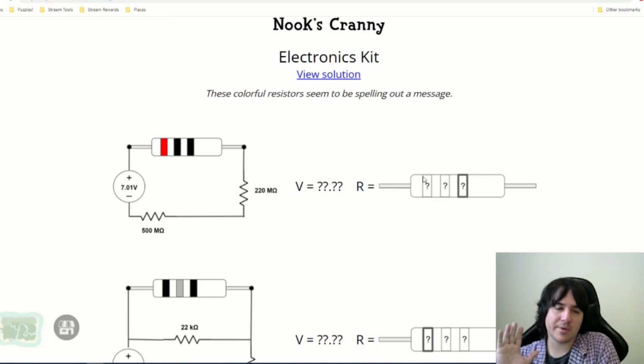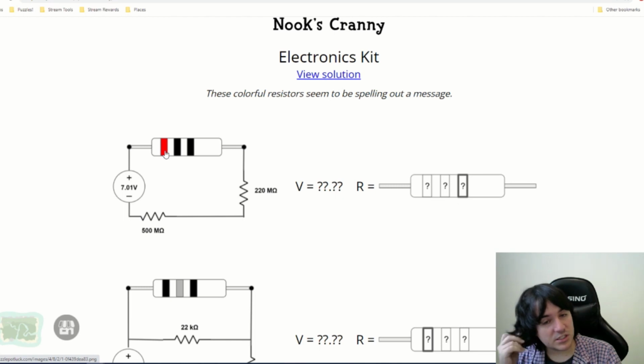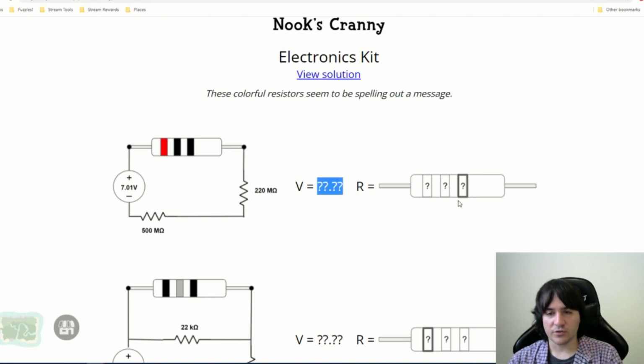So, okay, let me go back to my original guess. We can calculate the voltage drop across each item in this circuit. We'd have to assume that these lines mean what we think they mean, because you need to know all of the resistances and the voltage to calculate the voltage drop across one of these components. We can do that, and that would give us V. But then what is R over here for?